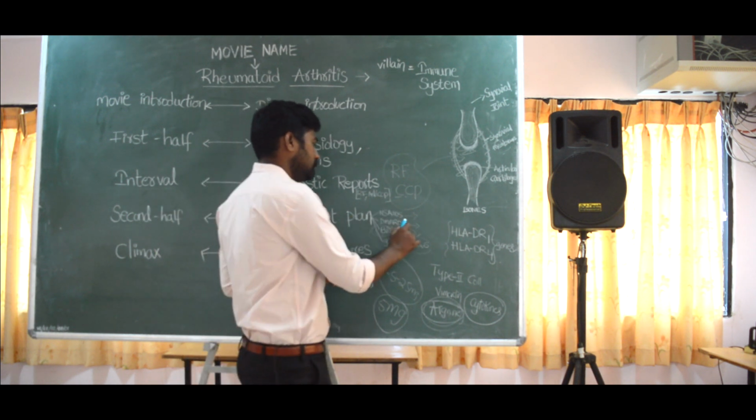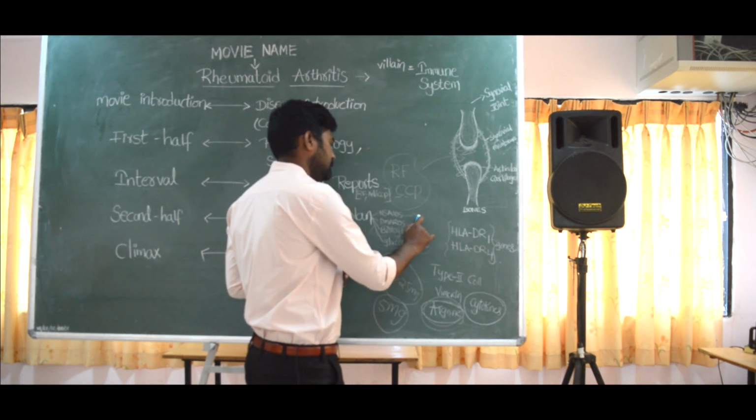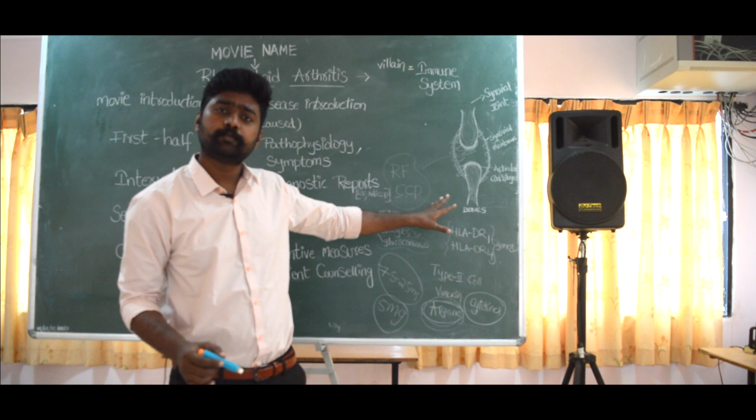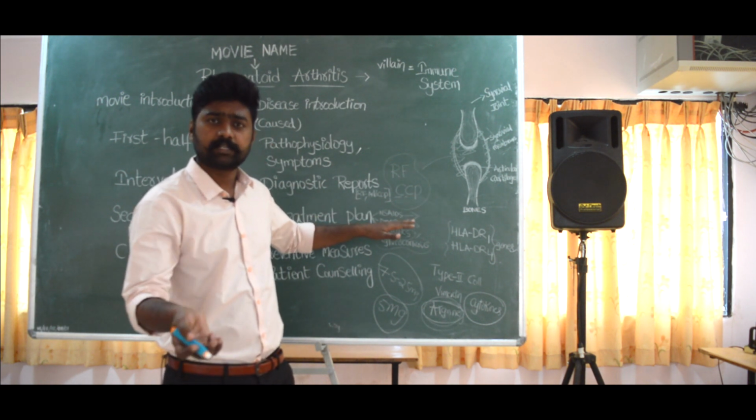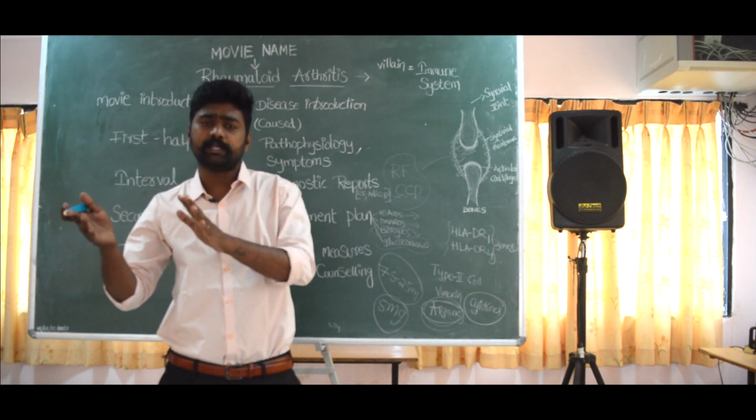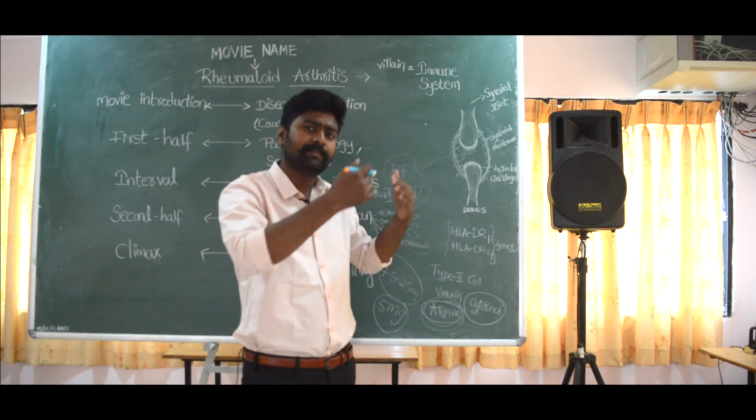And coming to DMARDs and NSAIDs. NSAIDs, I told you, we use for 2 to 4 weeks, right? Then we have to observe. Whereas DMARDs like methotrexate, etc., we have to use for 5 to 6 weeks and then we have to observe whether symptoms are coming down or not.